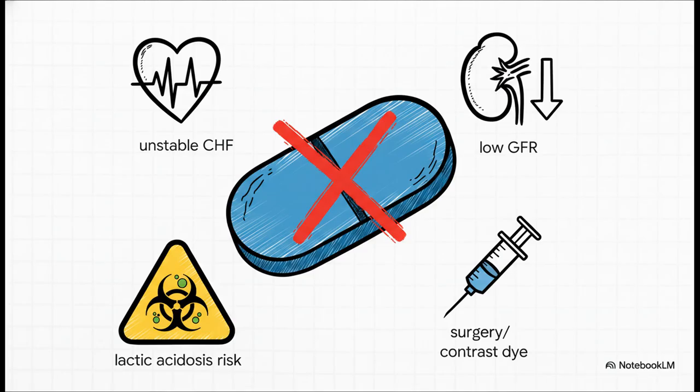Now we have to talk about the absolute heavyweight in type 2 diabetes management, metformin. It's universally our first-line agent, and for good reason. It's cheap, it's effective, and it's weight neutral. But it's not without risks.